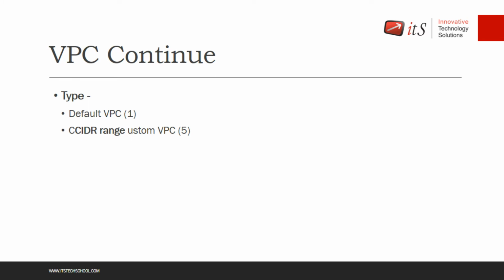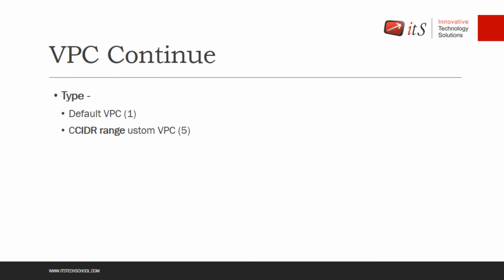The second one is a custom VPC. As per the customer need, as per the project need, you can customize your own VPC. You can design how many subnets you will need, what the CIDR value will be, what the route tables and the internet gateways will be. You can design everything over there. That we call a custom VPC.